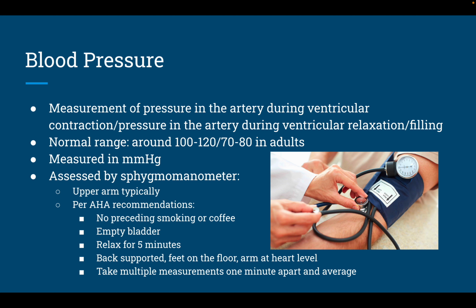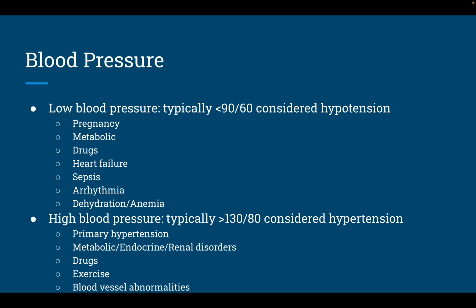The most typical cuff we're going to see is the upper arm cuff, but you can also see a wrist cuff, thigh cuff. There's plenty of other options. This is the most common. And I wanted to leave a couple of American Heart Association recommendations here for getting an accurate measurement, making sure that there hasn't been any recent smoking or coffee within, say, an hour, half hour before the measurement, making sure the patient has an empty bladder, that they've relaxed for a few minutes, they feel supported with their back and the feet on the floor, arm is at heart level, and then taking multiple measurements at least a minute apart and averaging to try to get the most accurate measurement.